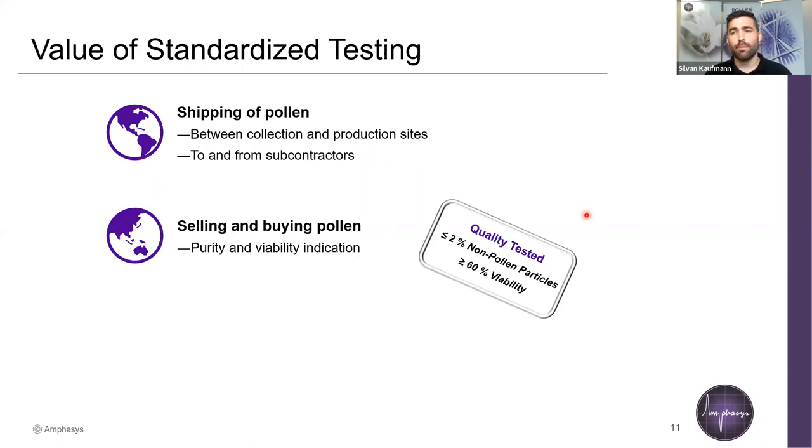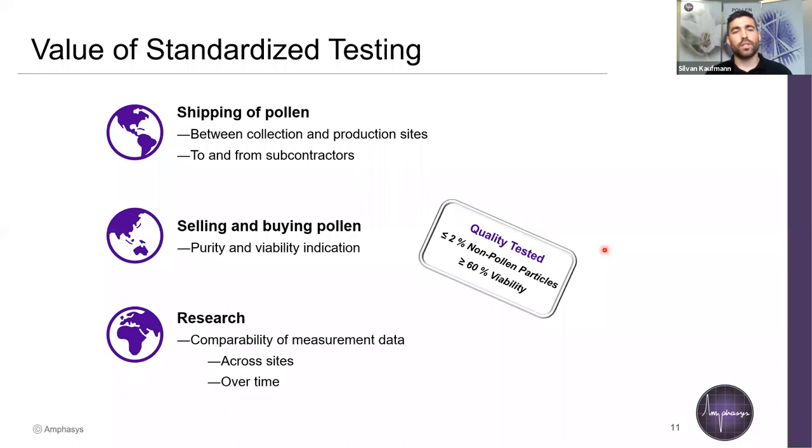When you sell or buy pollen, for instance, if you're a seller, you may want to add a quality label to give value to your product. Or if you buy pollen, you may want to be sure that you get what you pay for. And then also, especially in research, you may want to compare viability data or pollen counting data generally between different sites and also over time.